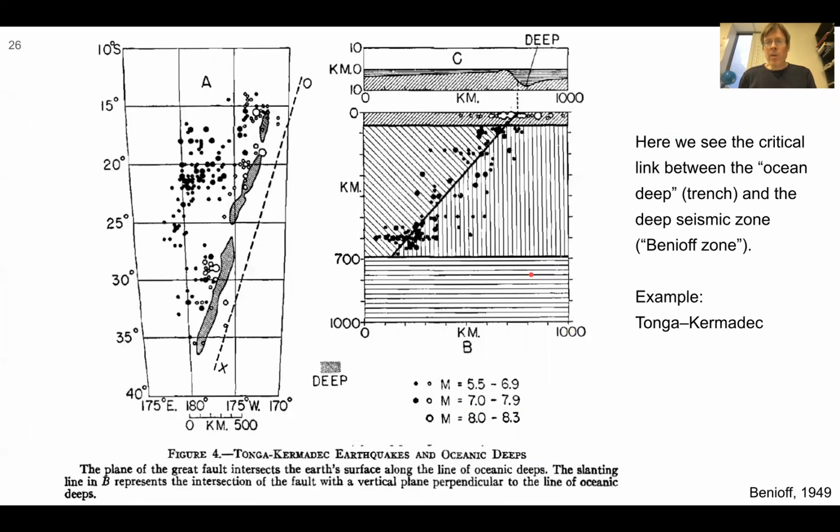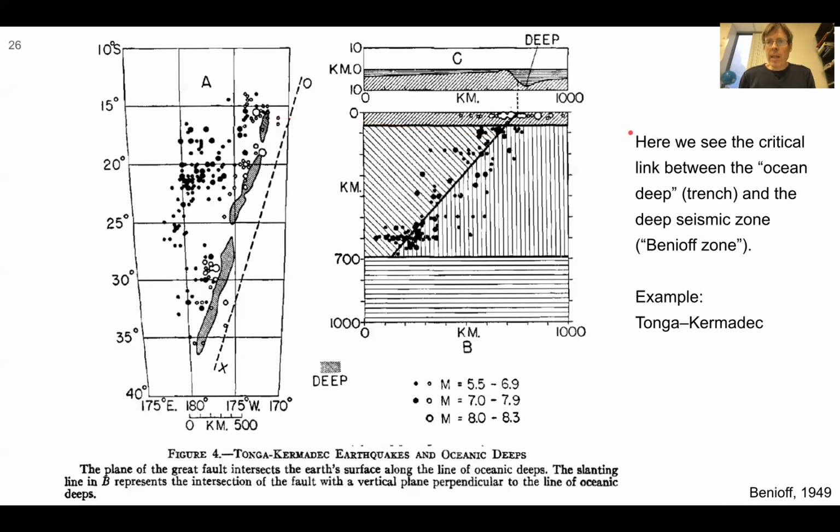In 1949 was the paper from which the term Benioff zones comes. This shows a map view of Tonga Kermadec, if you see the longitude and latitude. So here's 5 degrees, so that'd be 500 kilometers. And this is showing in map view the dots. Again, the dots are west of the trench. We now know that the Pacific plate here is subducting at this Tonga Kermadec trench, and these were called ocean deeps. Ocean deeps is what we would refer to as trenches now.